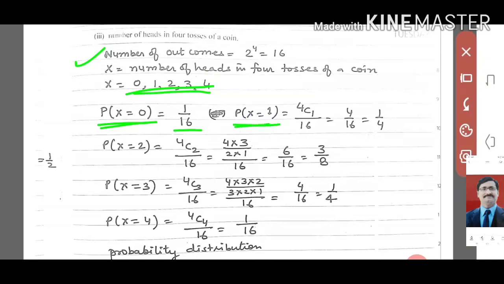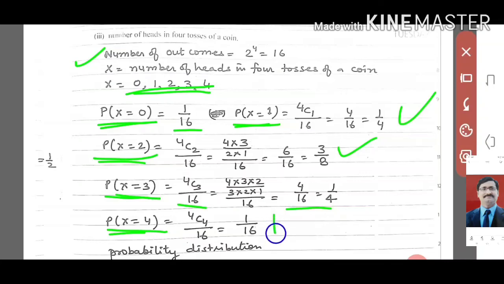Okay. Now P(X = 1) means we get 1 head, that is 4C1 upon 16, which is 4 upon 16, that means 1 by 4. Now P(X = 2) means we get 2 heads from 4, so 4C2 upon 16. Solving 4C2, you get 6 upon 16, that means 3 by 8. Now P(X = 3) means 3 heads, so 4C3 upon 16, that is 4 upon 16, which is 1 by 4. Now P(X = 4) means 4 heads, so 4C4 upon 16 equals 1 by 16.